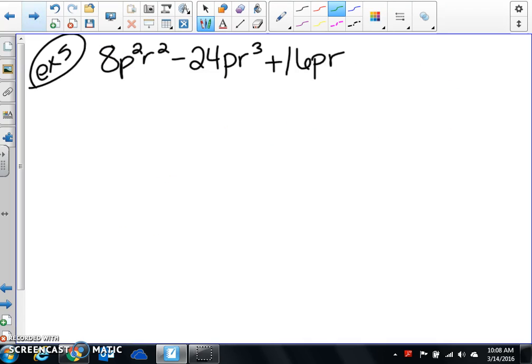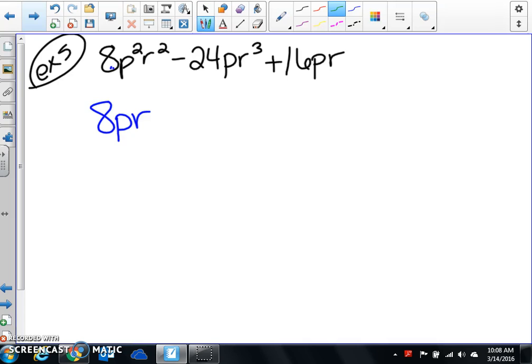All right, now I've got 3 terms. I start with my smallest term, which is an 8. So immediately, can 8 go into negative 24? Yes. Can 8 go into 16? Yes. So I know I'm going to take out an 8. I look at all the P's, and each one has at least 1 P. I look at all the R's, and there's at least 1 R in each one.